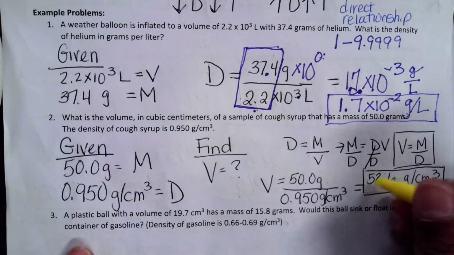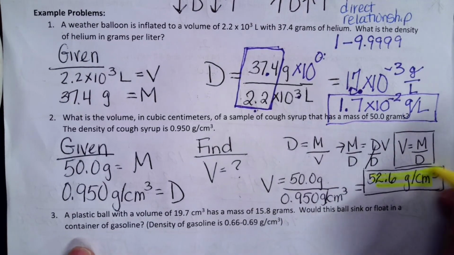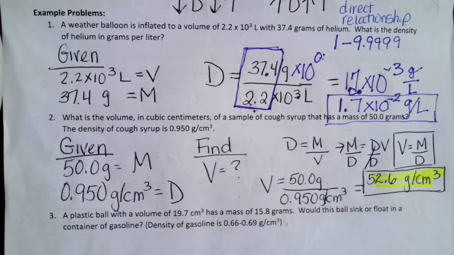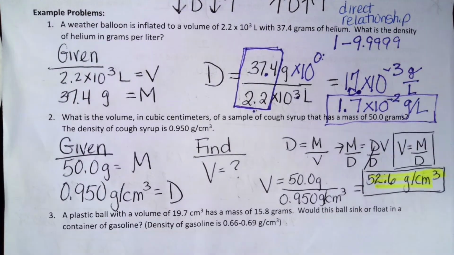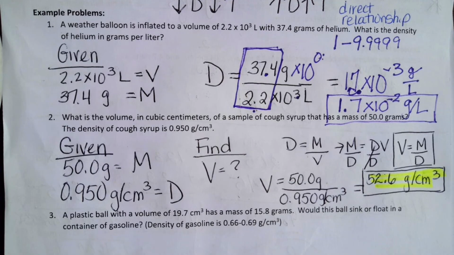All right. So looking at your paper, or just a couple of people, how many students got 52.6? 52.6. All right. How many people got 52.6 but didn't do it to the correct sig figs? Like you got 52 point whatever you did. Okay. All right. So this is how you tell how many sig figs.